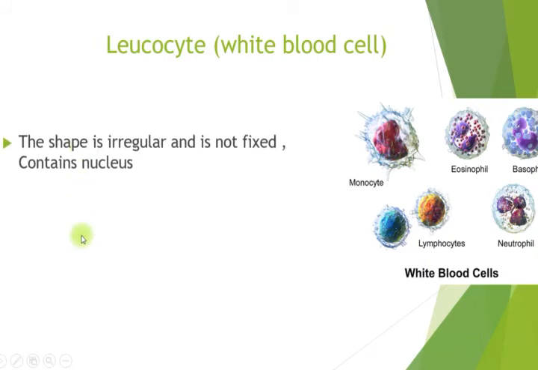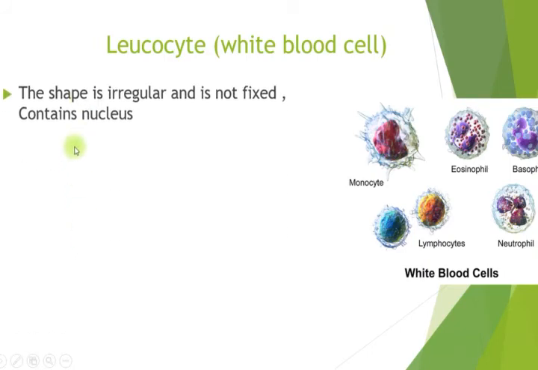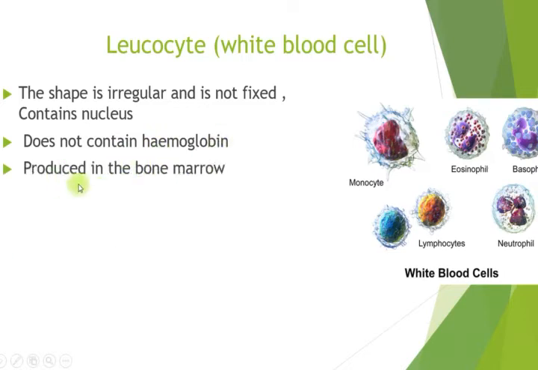Okay, next we go to the leukocyte. The shape of the leukocyte, or white blood cell, is irregular and is not fixed. It is an irregular shape. It contains a nucleus and does not contain hemoglobin. It is produced in the bone marrow, same as the RBC and also the platelets.